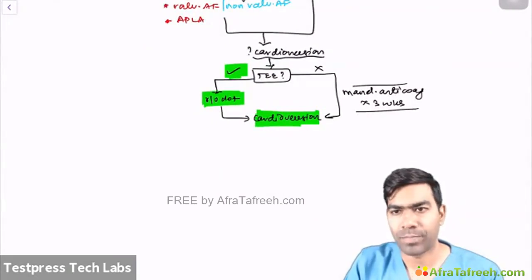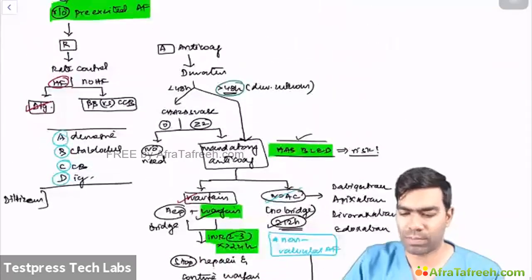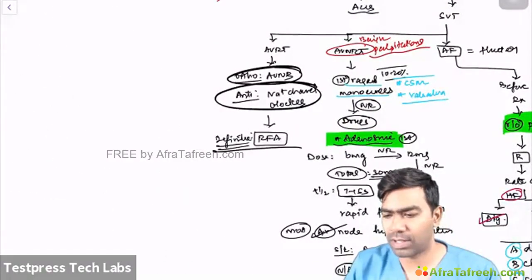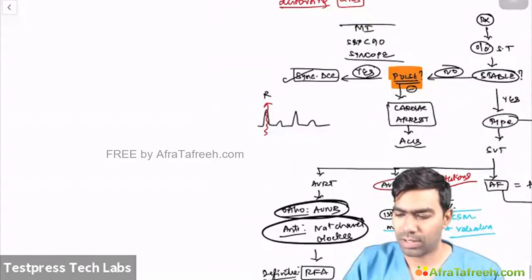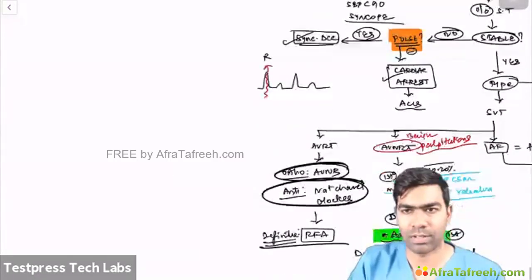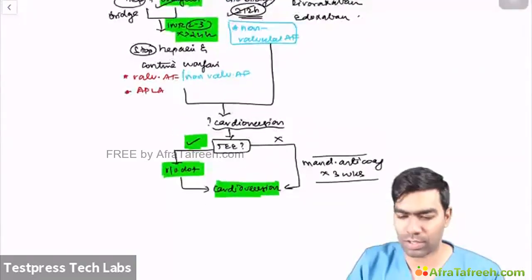If AF is unstable, then follow this algorithm. If the AF is unstable, then either go for the cardiac arrest ACLS algorithm or go for synchronous DC cardioversion. That's all. Only if they're stable AF, you're going to do all this.